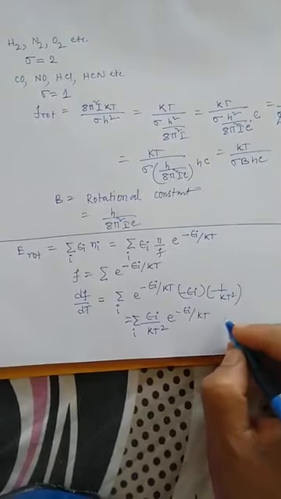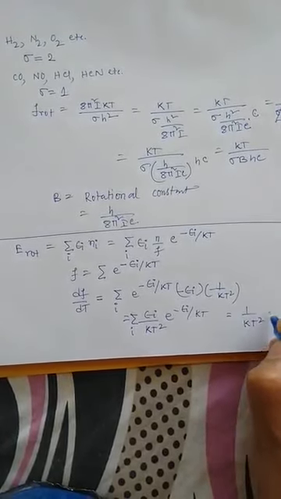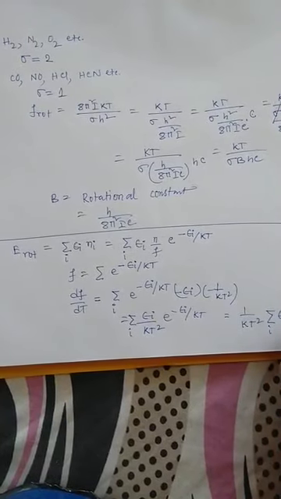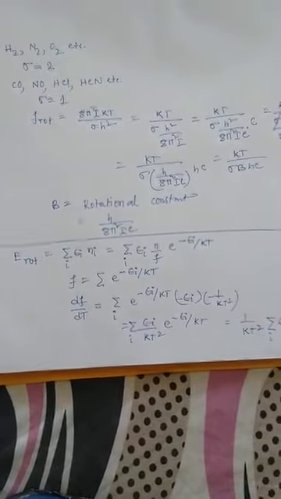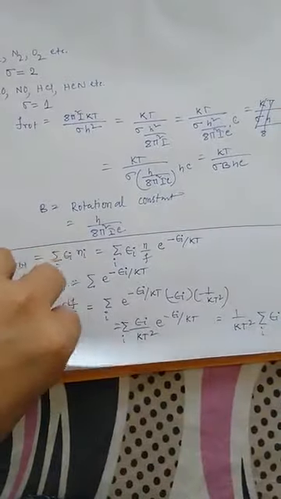Because 1 upon kT square is a constant, it can come out from this summation sign, so the remaining terms are εi e to the power minus εi by kT. Okay, just a minute, I have to arrange these things. So till now we have found this.